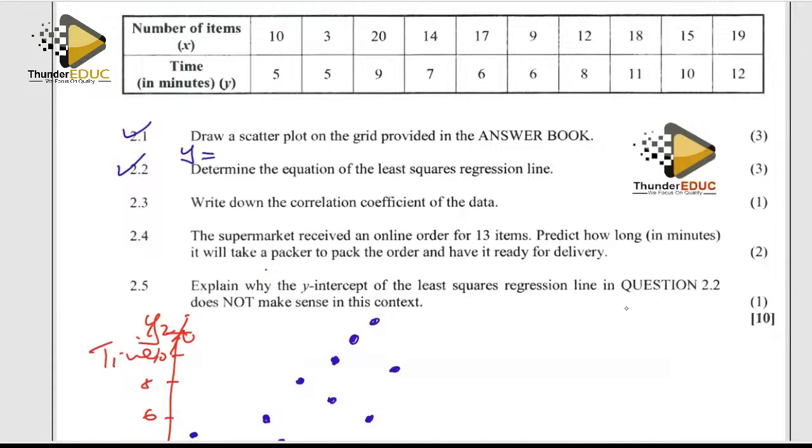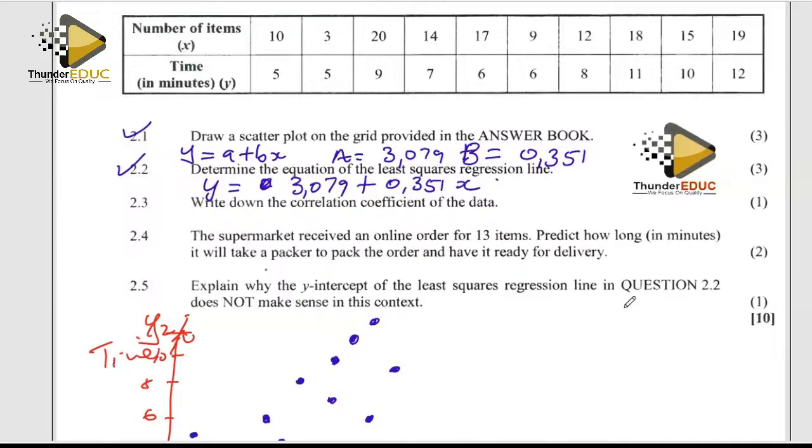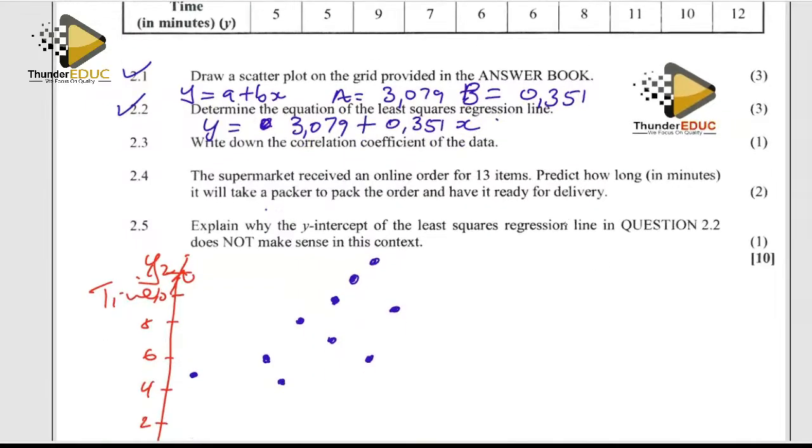So we know that that equation should be in the form of A plus BX. My A that I have is 3,079, or you can round it off to 3,08. And then the B I'm having is 0,351, which is the same also as 0,35. So Y is going to be 3,079 plus 0,351x. I'll use just 3 decimals. 2 decimals, perfect, well and good.